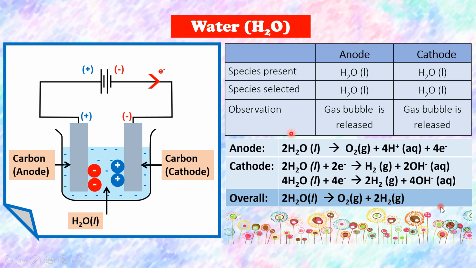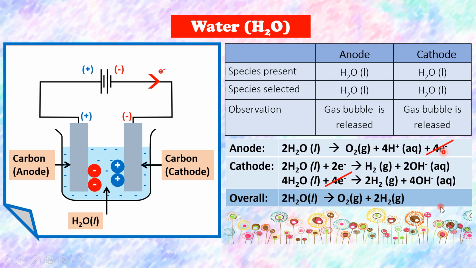At the anode, water undergoes oxidation and produces oxygen gas, 4H plus ion and releases 4 electrons. At the cathode, water undergoes reduction by gaining 2 electrons and releases hydrogen gas and 2 moles of OH minus ion. Since the number of electrons in both half equations is unequal, therefore the half equation at the cathode we have to times by 2 and produce this equation.